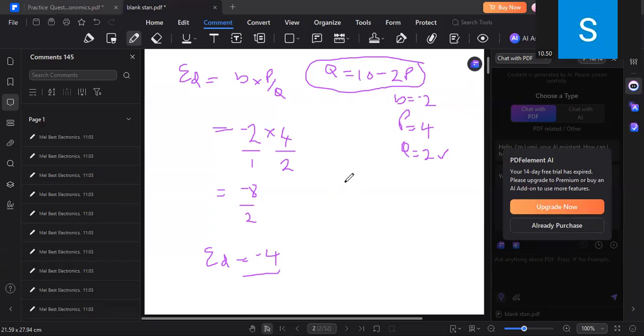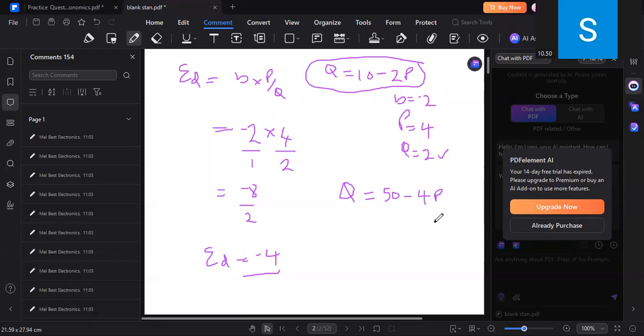Let's try another one. Suppose Q is equal to 50 minus 4P, and we're given our P as 10. Help me find two things, the B and the Q. If our P is 10, what is our Q and what is our B?